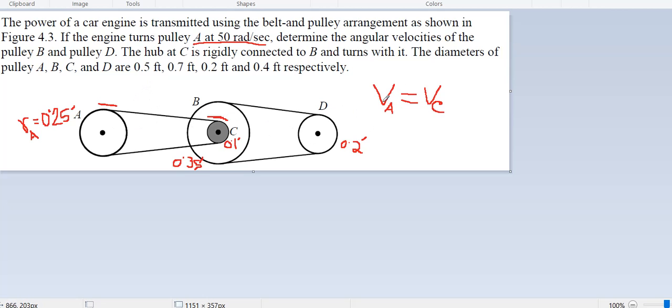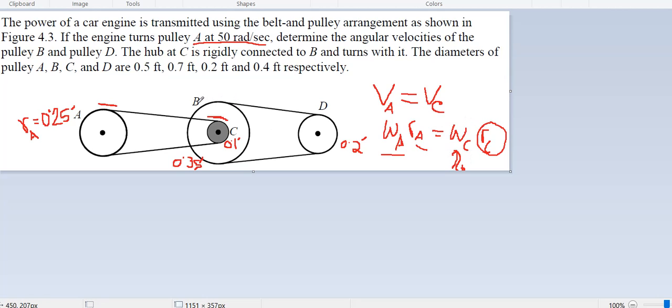So VA equals VC. Now what is VA? VA is omega A times RA, equal to omega C times RC. Now what is known? Omega A is known, 50 radian per second. RA is known, that is 0.25. RC is known, that is 0.1. Then we will find omega C. So this way we can find omega C.